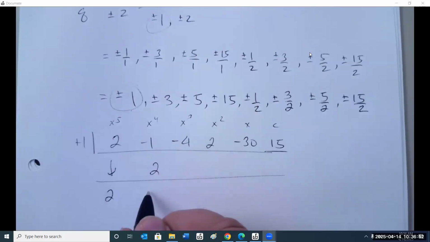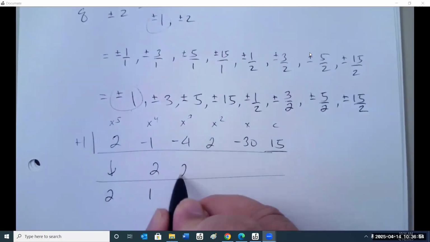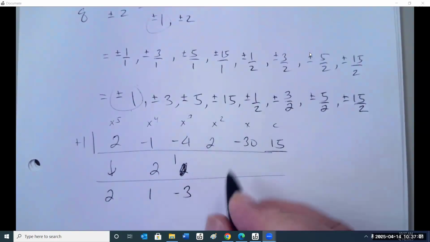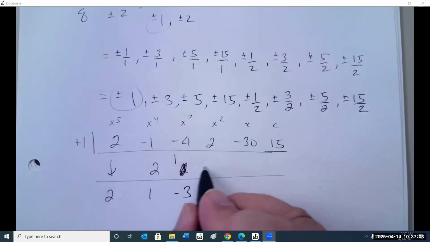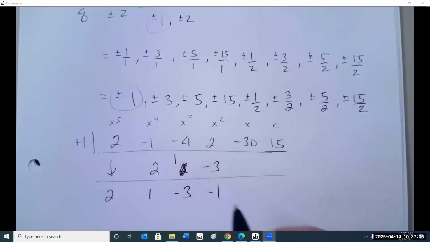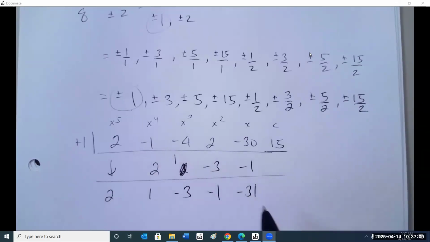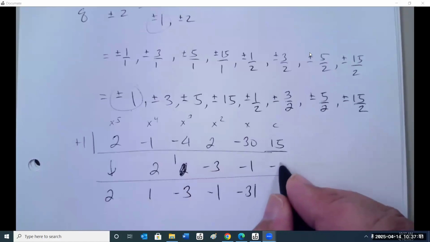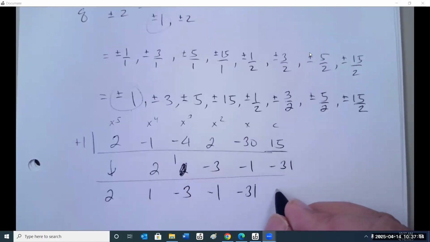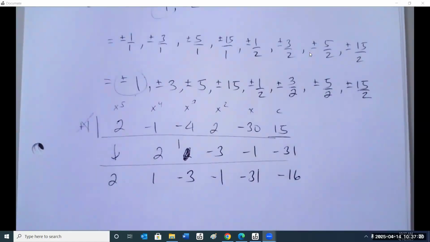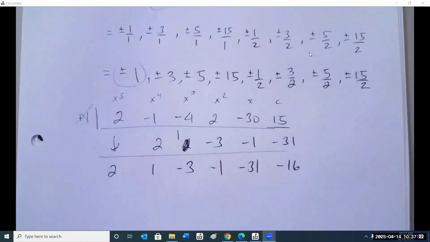So 2 makes it 1. 1 times 1 is 1. 4, negative 4 plus 1 is negative 3. 1 times negative 3 is negative 3 plus 2 is negative 1. 1 times negative 1 makes it negative 31. Negative 31 makes it negative 16. Nope.